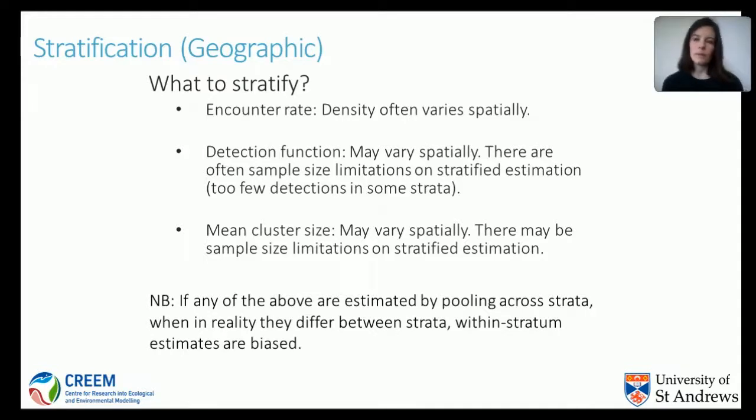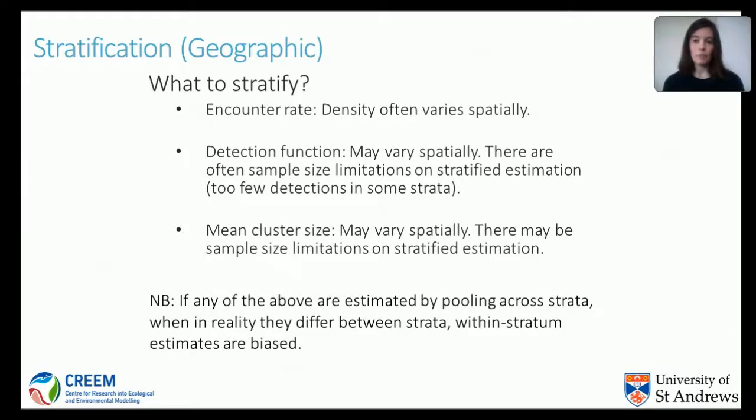So now we understand why stratification might be a useful thing to do. We need to consider what we can actually stratify. You could consider estimating encounter rate per stratum, and that could be linked to densities that vary spatially. You could consider producing detection functions per stratum. Again, detection functions could vary spatially if you had different habitat, for example. But you have to be aware that there are sample size limitations if you do want to estimate separate detection functions per stratum.